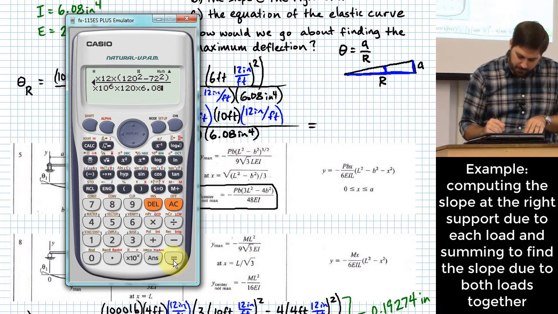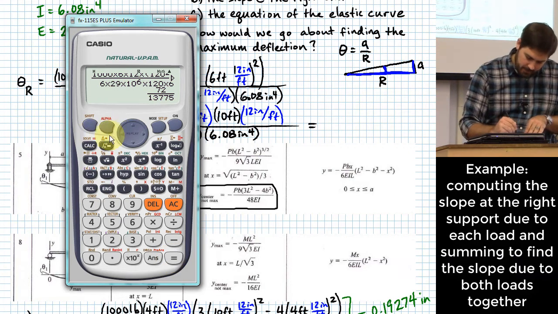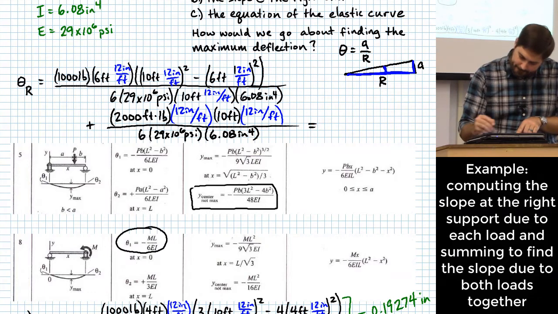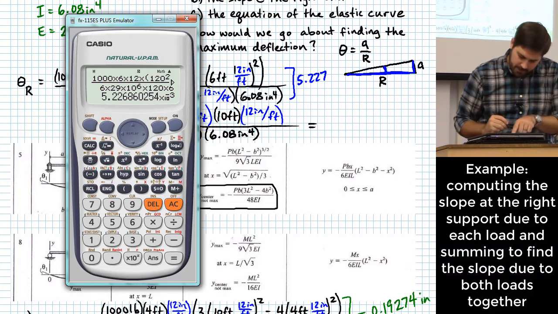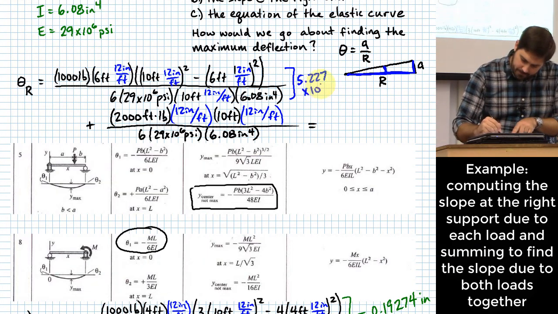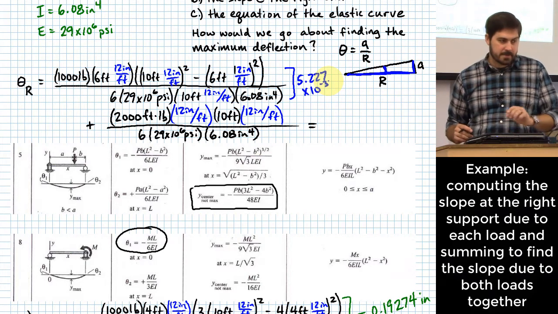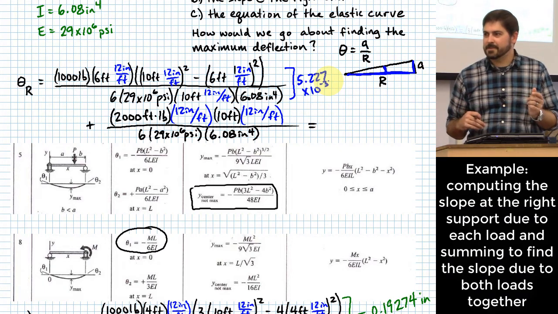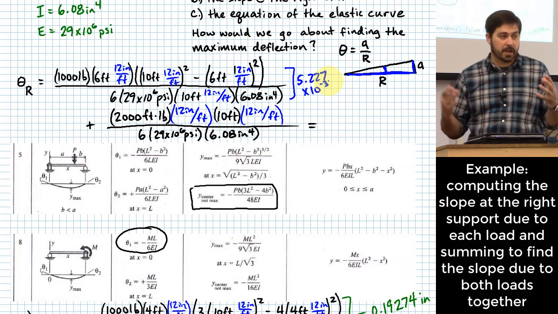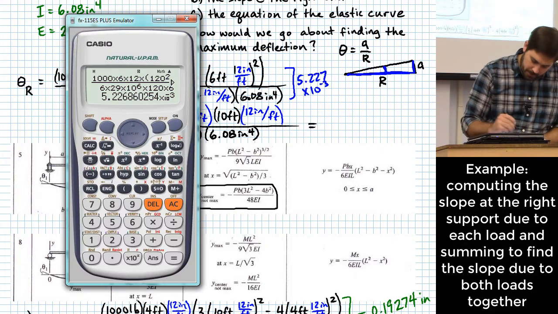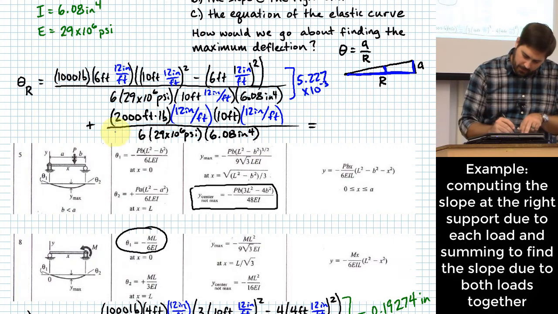I guess I'll do it the same way I did before and get this one first. Okay, so this will be 5.227 times 10 to the minus 3. Units. Slope is unitless, right? So we don't need to add any units there. It does turn out positive, which is good because that's what we're expecting there at the right end of the beam. All right, let me store this. I'm going to store it into B. Okay, now let me do the next one.